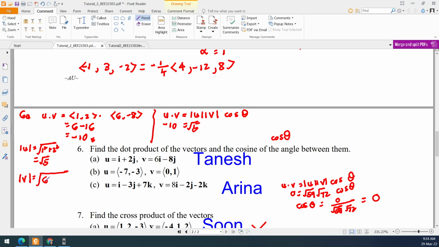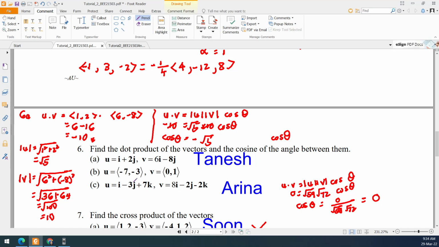So you have 6 squared plus negative 8 squared. So 36 plus 64, 100, which is 10. Okay, so you have here times 10 cos theta. So 10 and 10 here cancel. So cos theta is equal to negative 5. So the answer for 6a, the cosine of the angle, is cos theta equal to negative 5.